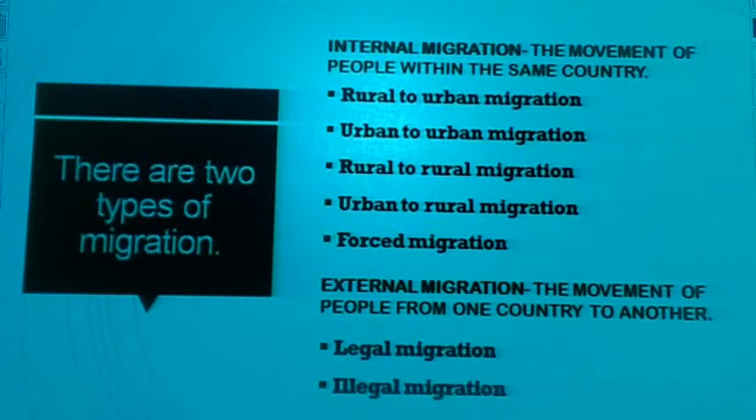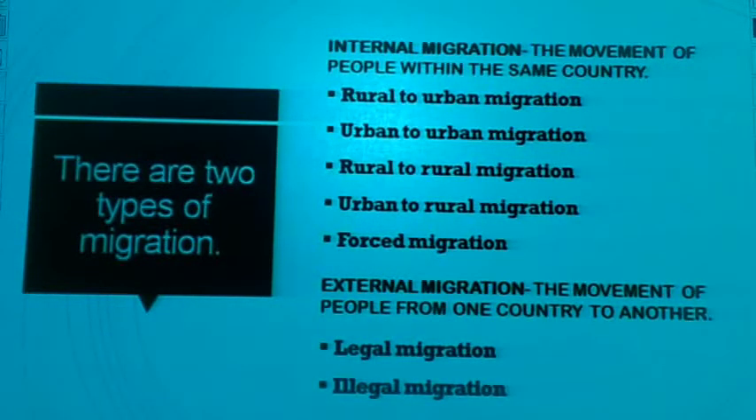Now, external migration. External migration is the movement of people from one country to another. It is also called international migration. Because in this migration, the people are moving out from their home country to another country. That is why external migration is also known as international migration.